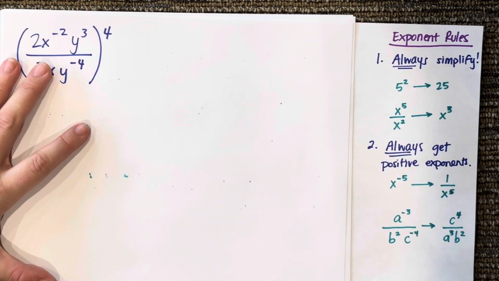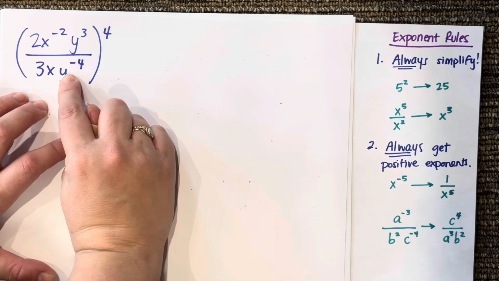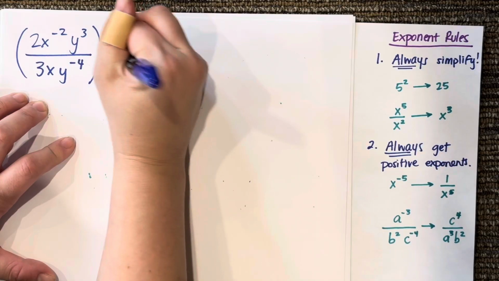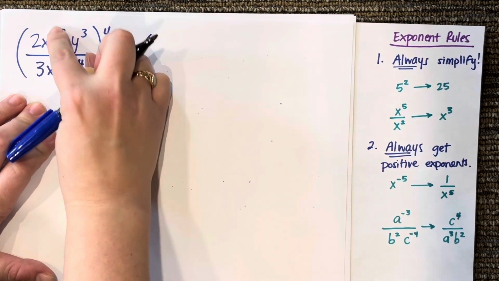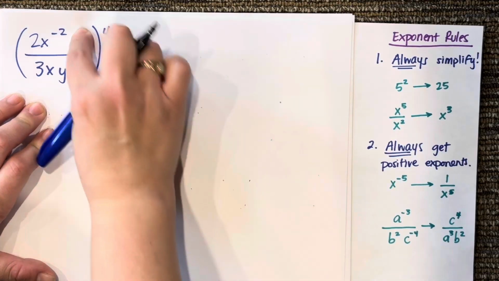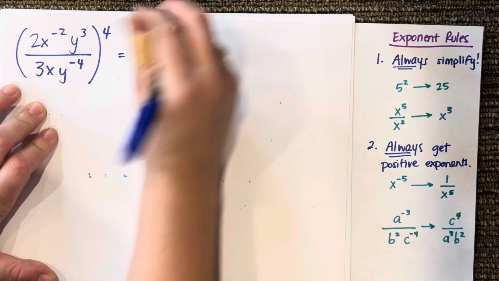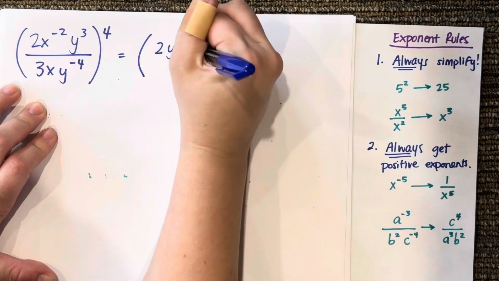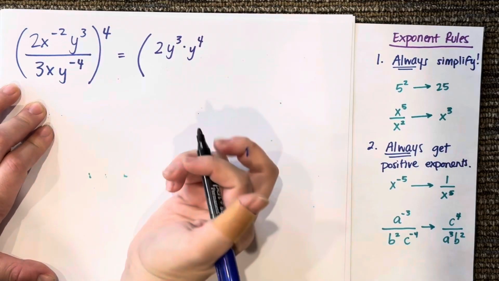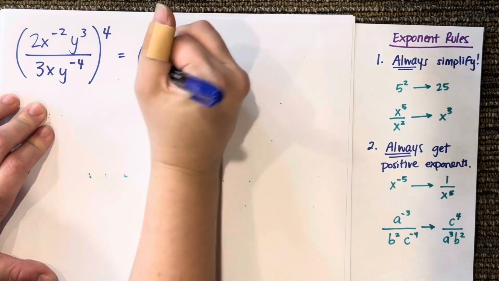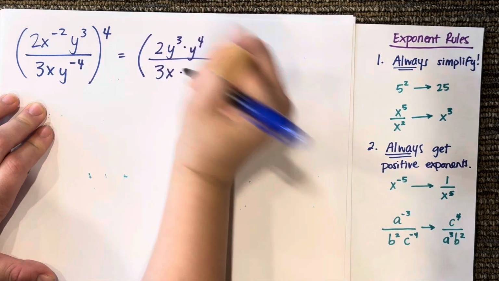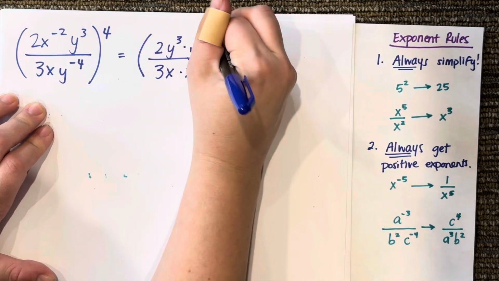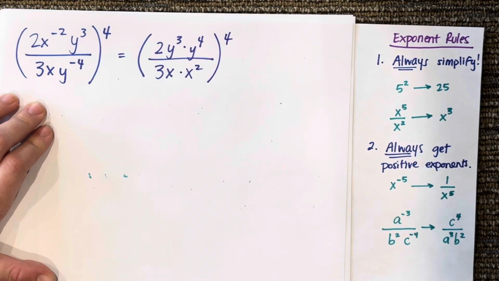The first thing I would do is deal with my negative exponents, okay? So I'm not even going to look at the 4th power yet. I'm just going to say, okay, this x squared needs to come down. This y to the negative 4th needs to go up. So I'm going to have 2y cubed times y to the 4th, because this is going to come up on my numerator, divided by 3x, that stayed the same, times your x squared is going to come down to the denominator. All of this raised to the 4th power.